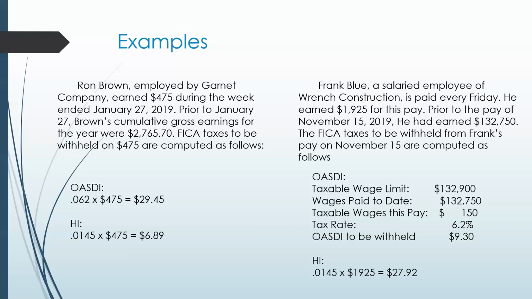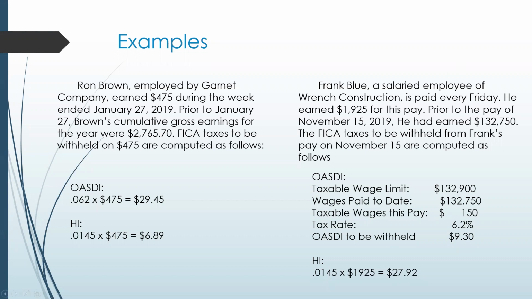And then of his $1,925 current earnings, we're only going to tax $150 of it because then we're going to be over that taxable wage limit. So that $150 is going to be taxed at 6.2%. So you're going to withhold $9.30 of OASDI from that $1,925 check that Frank received. And on the HI side, since there is no wage base on this, we're going to take the 1.45% times the amount of earnings for the current period to come up with the $27.92.